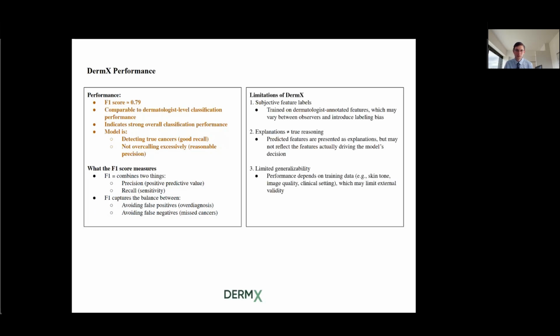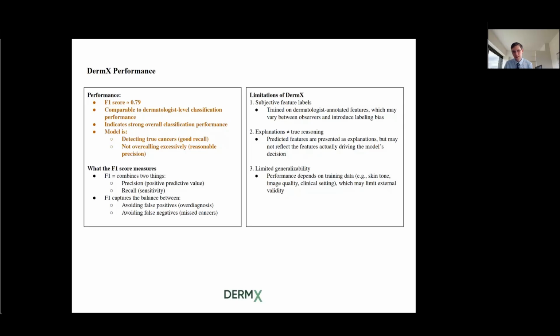Now, some of the limitations of DermX is that it is really using subjective feature labels. It's trained on dermatologist-annotated features. So the dermatologist annotates features, which are used in the specific model, and that can introduce a layer of labeling bias. The next is that the explanation does not necessarily mean true reasoning. The predicted features, and again, they are predicted features, are presented as explanations, but they may not reflect what's actually driving the model's interior decision making.